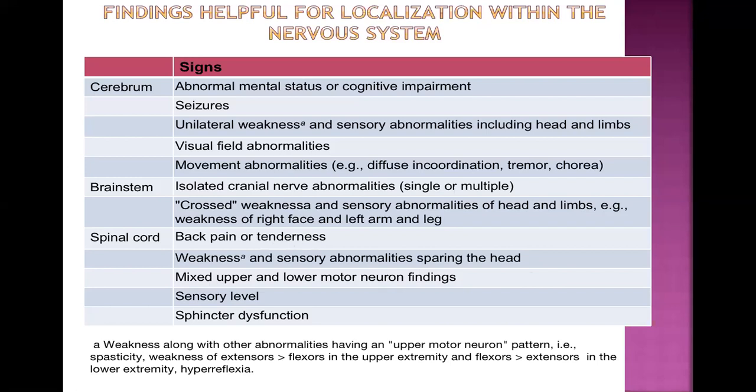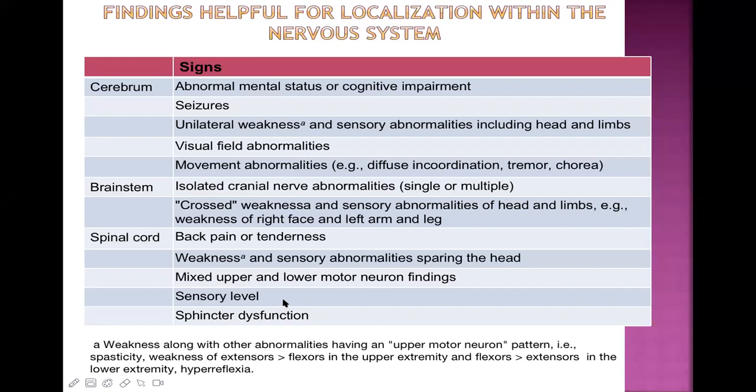For example, if I take the T10 level of the spinal cord, and there is a lesion at T10, then below T10 there will be upper motor neuron findings. At the level of T10, there is lower motor neuron finding, and above T10, everything is normal. So these are the things which happen in spinal cord lesion.